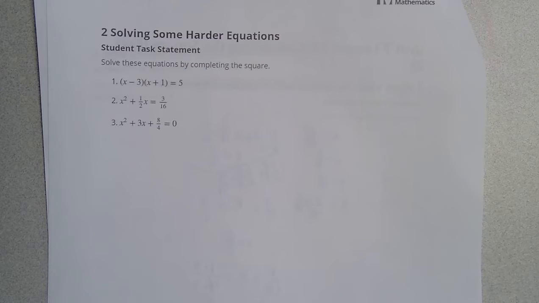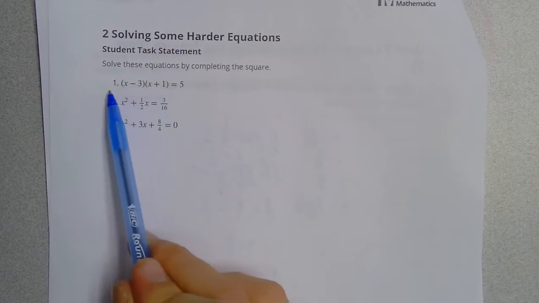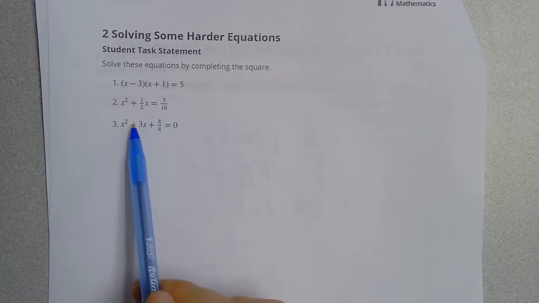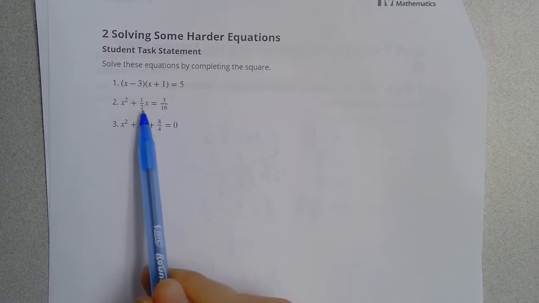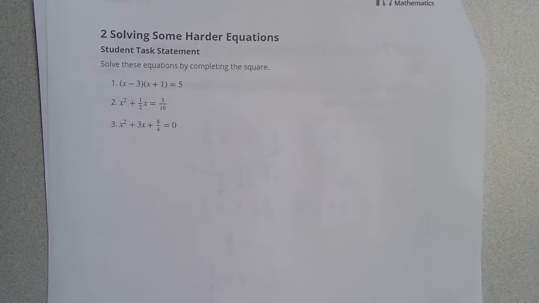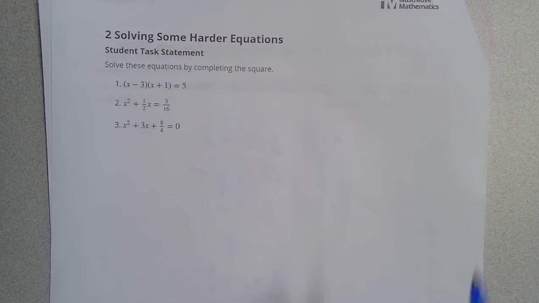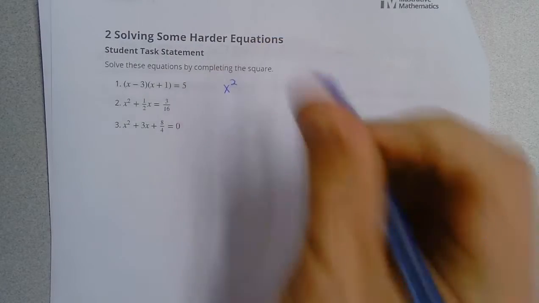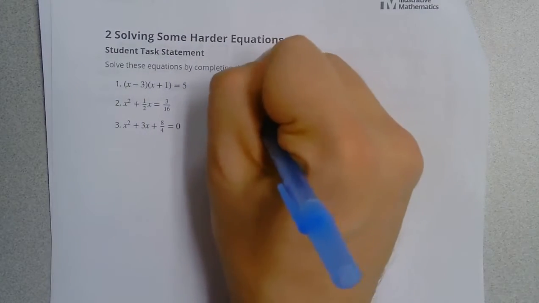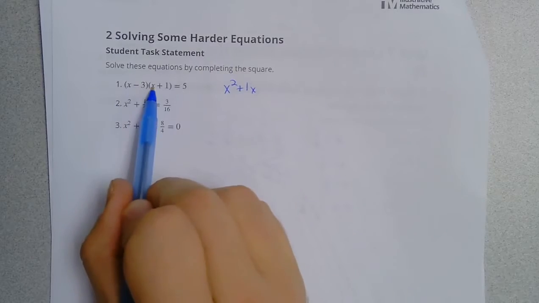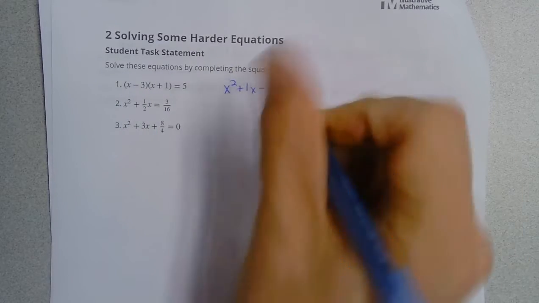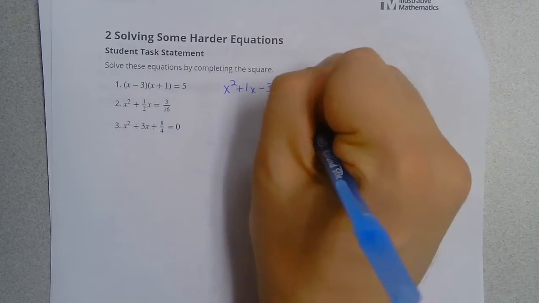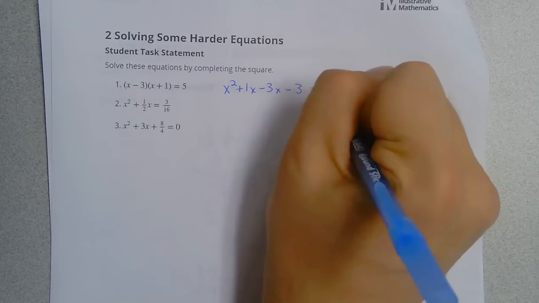All right, so we're going to have to solve some more difficult problems by completing the square. First of all, for number 1, I'm going to model that. That is not set up where we have a middle term equals a number and we can divide by 2 and figure that out. So the first one I'm actually going to have to distribute. x times x is x squared, and then x times 1, I'm going to add 1x. Negative 3 times x, I'm going to minus 3x. Negative 3 times 1, I'm going to minus 3. And then that's equal to 5.